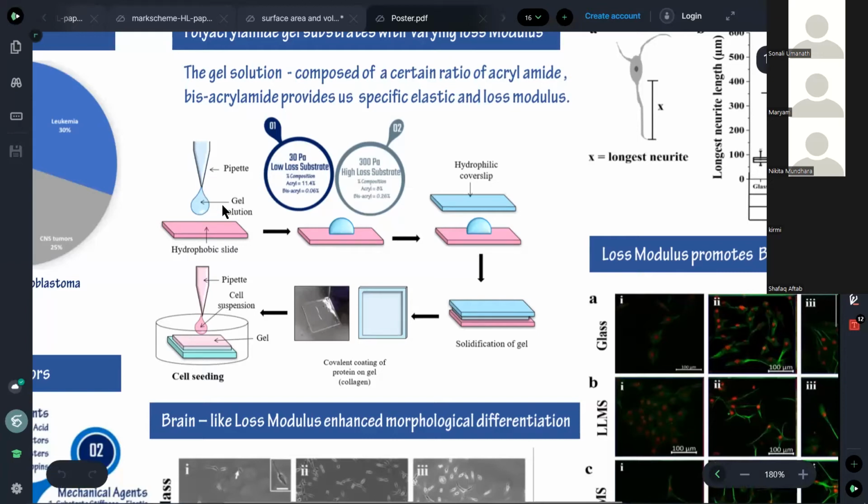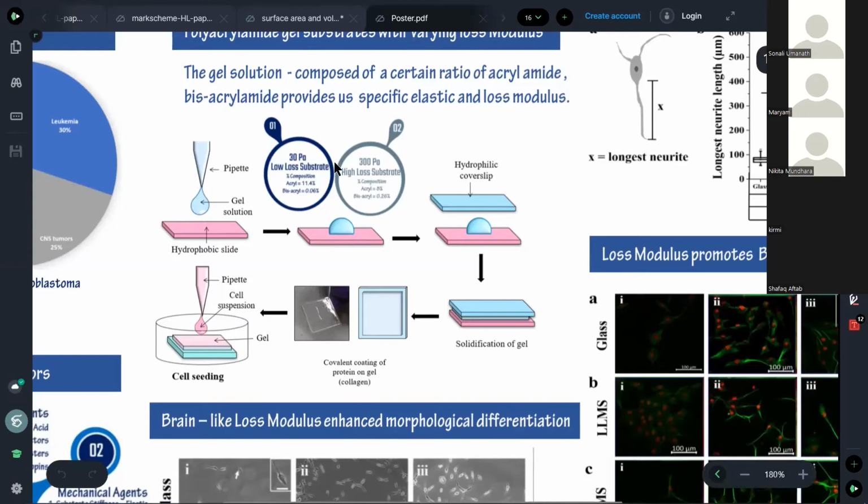Okay, to that certain amount of gel solution. Now, what is this gel solution? It will contain acrylamide, polyacrylamide, the one which we use for SDS, right? A certain ratio of acrylamide, bisacrylamide with APS, a certain concentration, has to be taken so as to get this particular substrate.